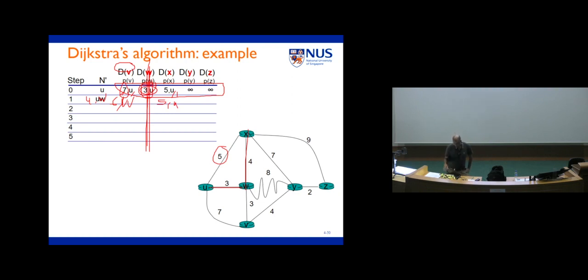How about Y? Previously the cost was infinity. Now if I go to W, and from W I go to Y, that's 3 plus 8, 11. 11 is less than infinity, so I update it. How about Z? Previously the cost is infinity, but now I can go to W, but there is no link between W and Z. So this one is going to stay at infinity. No change yet.